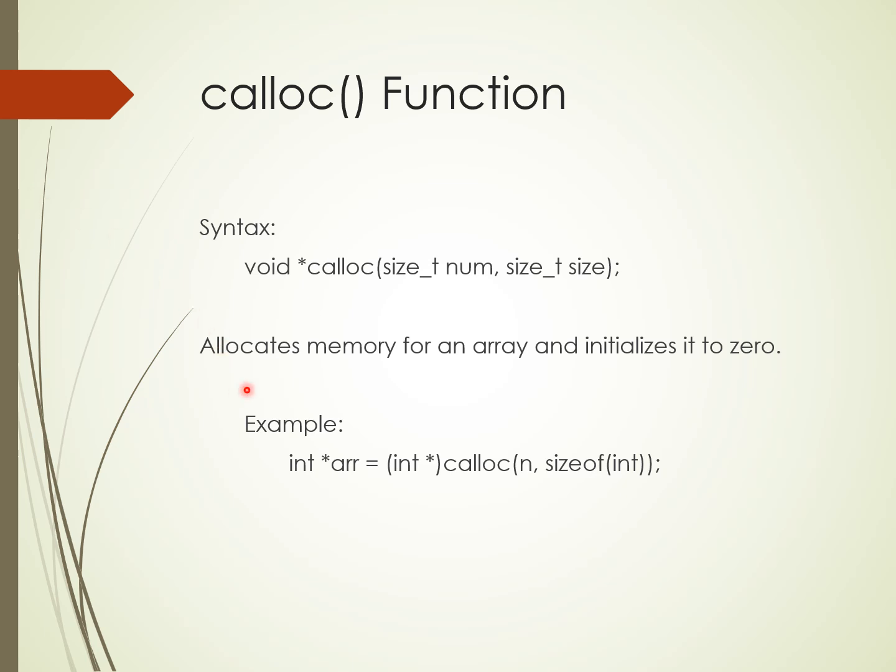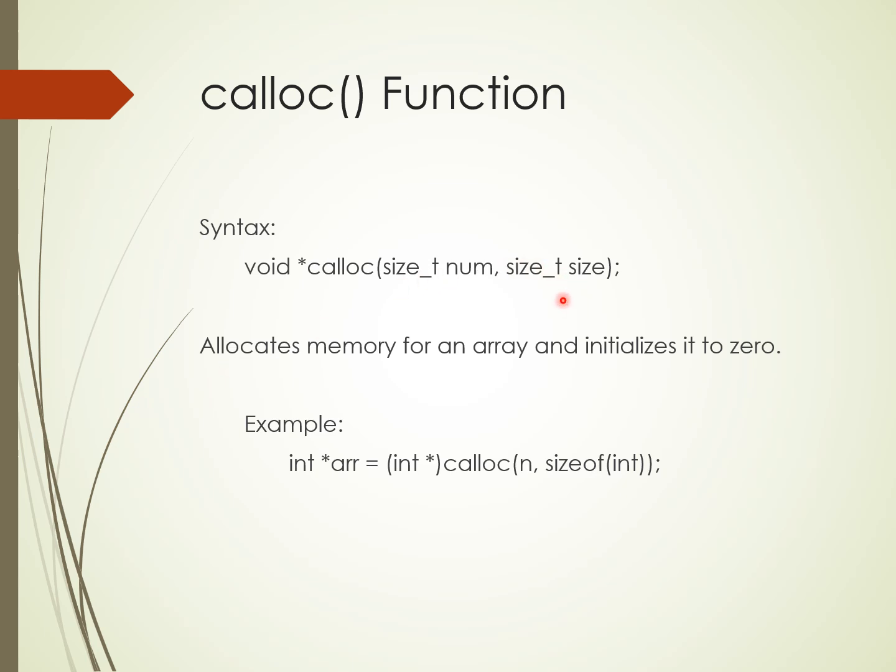Here you can see the syntax is a little different because we have two arguments. In the malloc function, we only had one argument, and that was the total number of space. So we multiplied both these parameters. Now num is the number of elements to allocate, and size is the size of each element.